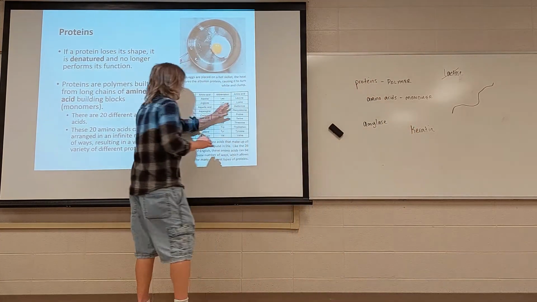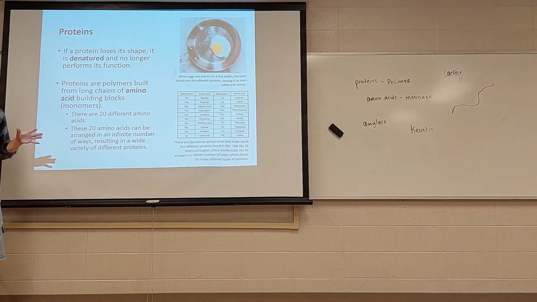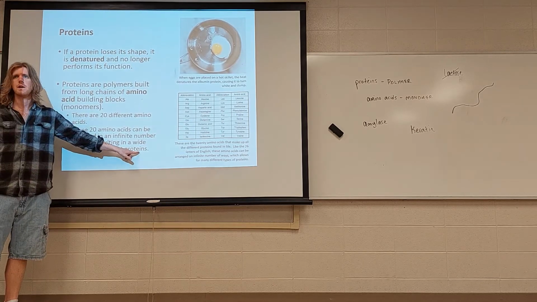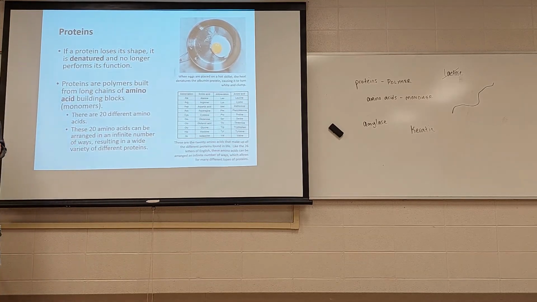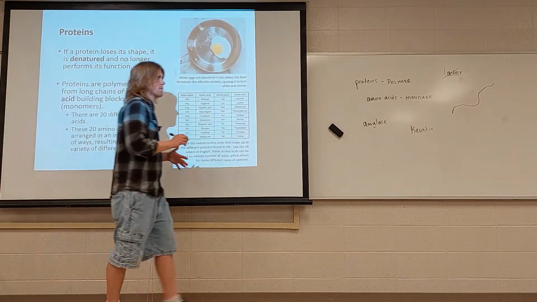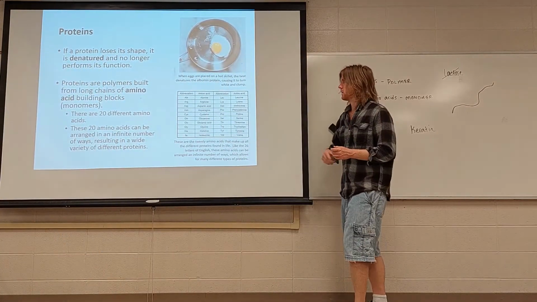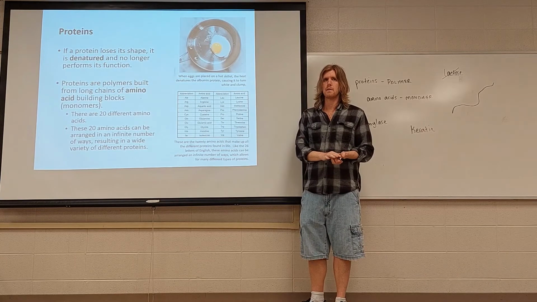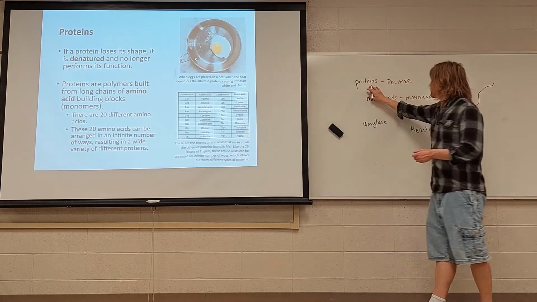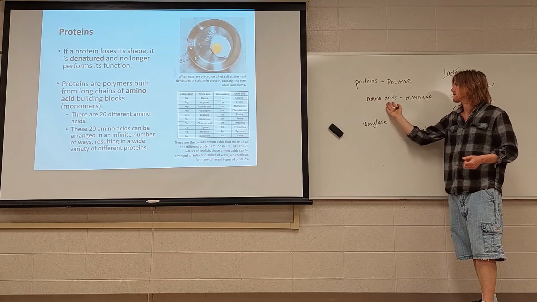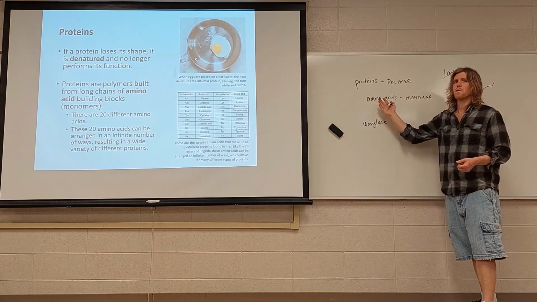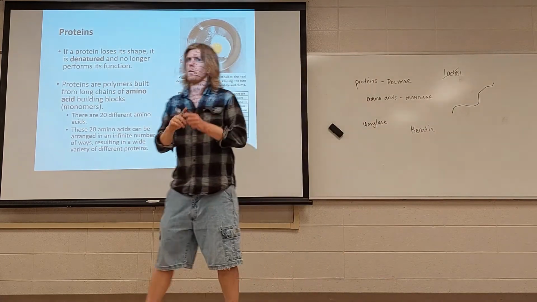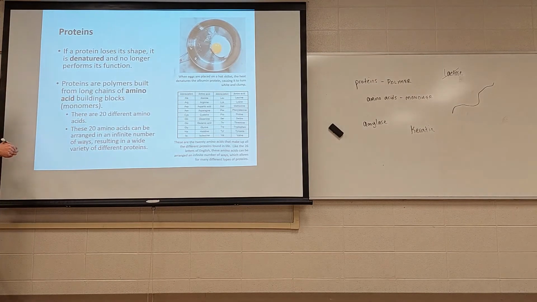These 20 amino acids can be arranged so many different ways, and thus we can end up making many, many different types of proteins, because each protein is unique from another protein by the way that these things are arranged within it. So proteins, a long repeating chain of amino acids. What makes each one different from the other is that they have different amino acids in different arrangements, kind of like different words have different letters.